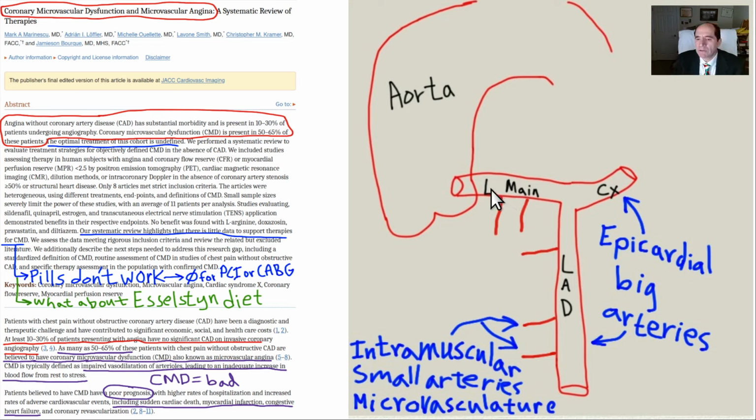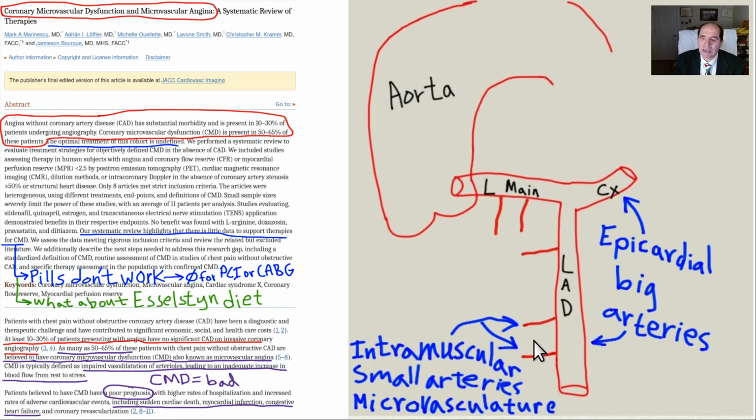So the big ones are like left main coronary, left circumflex, left anterior descending, and the right coronary. Okay, those are the big epicardial branches. Those are the ones that you can do an angioplasty and a stent in. Those are the ones you can do a surgical bypass, CABG, coronary artery bypass graft. However, you got tons of these little branches that penetrate into the muscle.